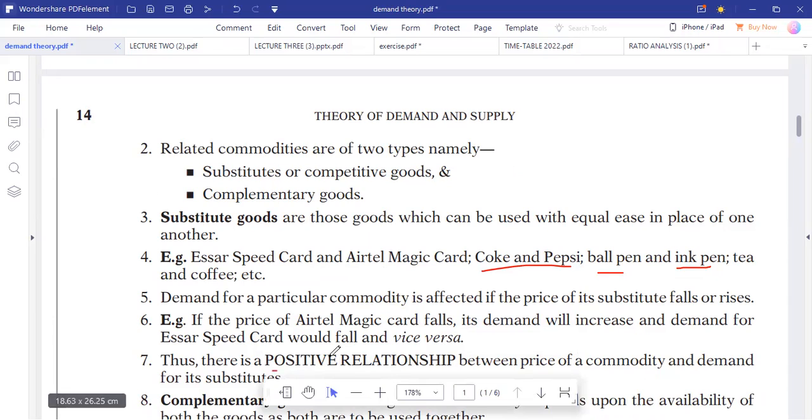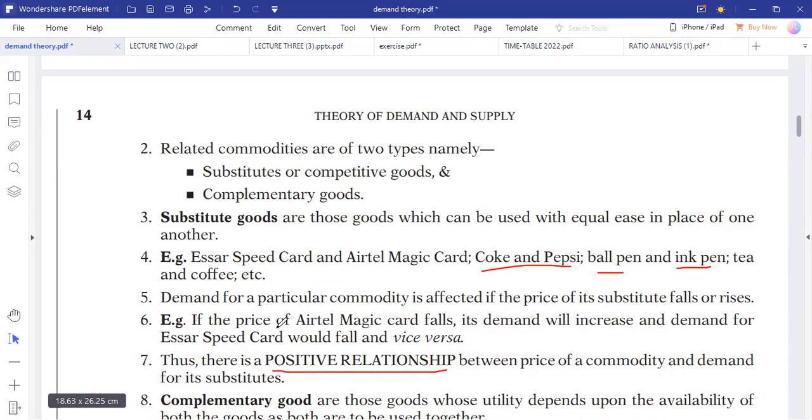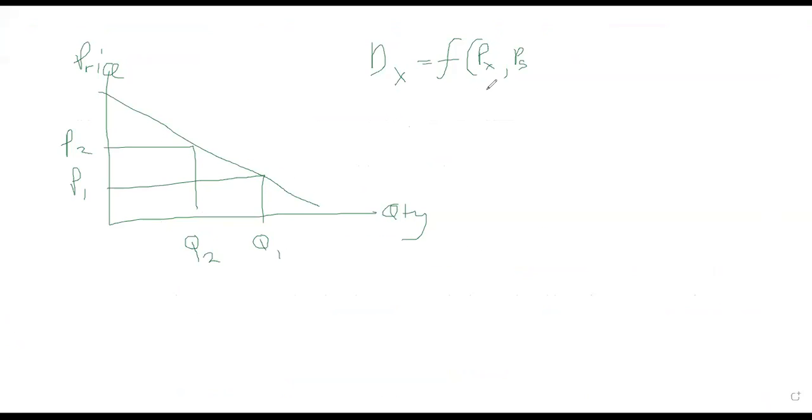Substitute goods have what is called a positive relationship. Why? Because if the price of one good goes up, the demand of the other good will go up. The price of Coke goes up, meaning you'll buy less of Coke, but you buy more of the other good, which is Pepsi. So this is why the demand curve is downsloping.